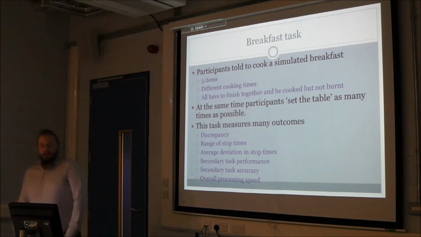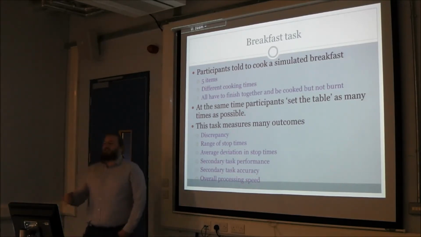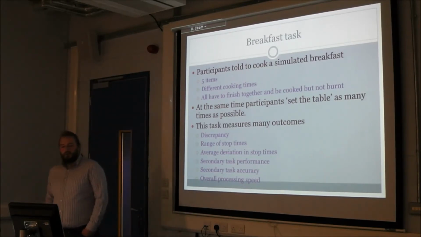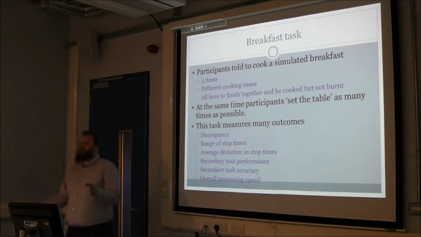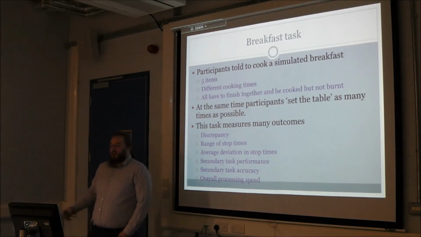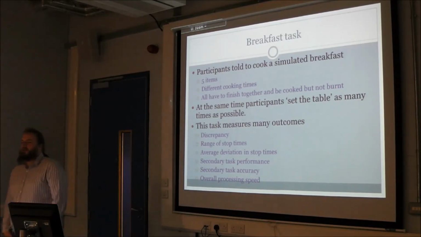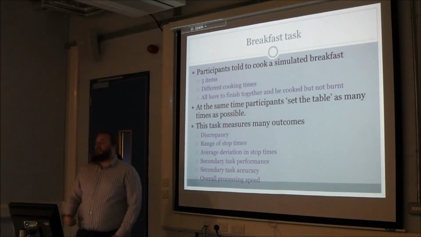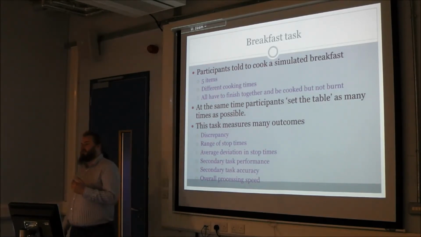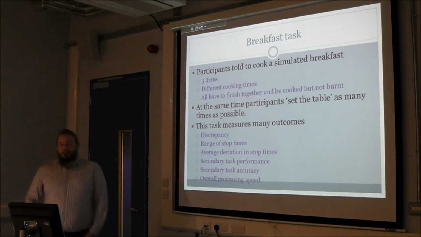And you get a number of different measures here. So the discrepancy between the actual cooking time for each item and the time it was cooked for, how wide the range of times it was between stopping the first item and the last item, how far away from the ideal stop time you did for each particular item. That becomes quite complicated, because if you make a mistake on the first one, there's no perfect time to do the second one. And then a number of things to do with performance on this table setting task.